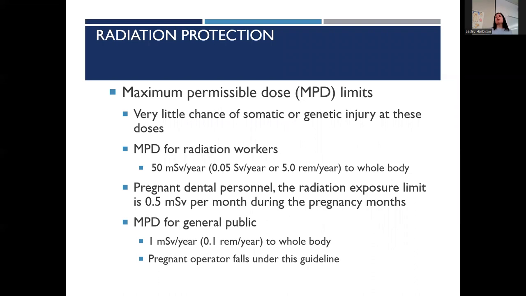These are just some numbers, maximum permissible dose limits. There's a very little chance of somatic or genetic injury if you stay below these doses. For a radiation worker, it's 50 millisieverts a year for the whole body. For pregnant dental personnel, the radiation exposure limit is far less. And for the general public, it's far less than a radiation worker. And then a pregnant operator falls under these guidelines as well.